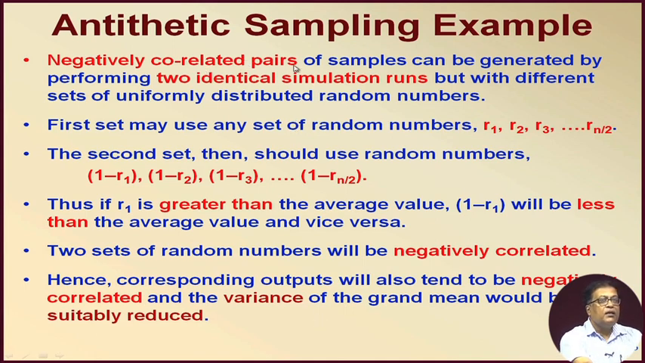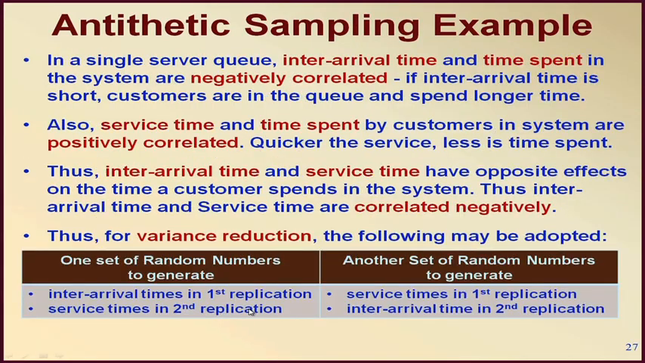The negative correlated pairs of samples can be generated by performing 2 identical simulation runs, but with different sets of uniformly distributed random numbers. In the first set, we use R 1, R 2 to R n by 2, and in the second set we use 1 minus R 1, 1 minus R 2, 1 minus R 3, etc. Thus, if R 1 is greater than average value, the 1 minus R 1 will be less than the average value and vice versa, right. Then 2 sets of random numbers will be negatively correlated. Hence, corresponding outputs will also tend to be negatively correlated, and the variance of the grand mean will be suitably reduced. What is the advantage if the variance is reduced? If the variance is reduced, then we require less length of simulation run to estimate the same value. That is the advantage.